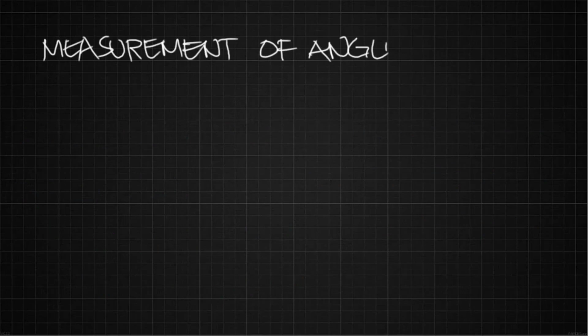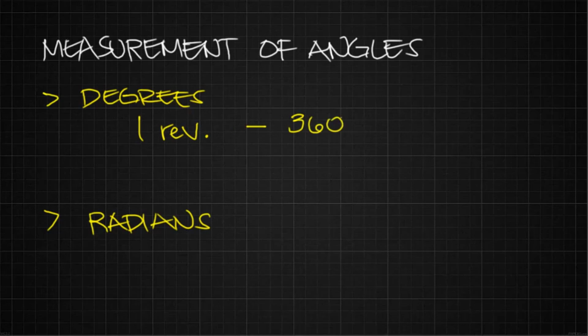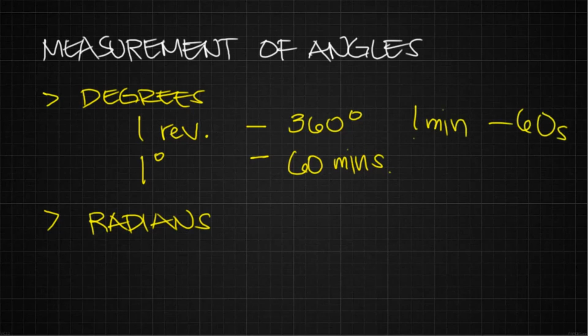Typically in trigonometry, we express the measurements of angles as degrees or radians. And it is important to know how to convert these measurements to and from each other. Now, let's first discuss degrees. Here, one revolution of a half line on its endpoint is equal to 360 degrees. And 1 degree is equal to 60 minutes. And 1 minute is equal to 60 seconds. This will be useful later on when converting to and from radians.